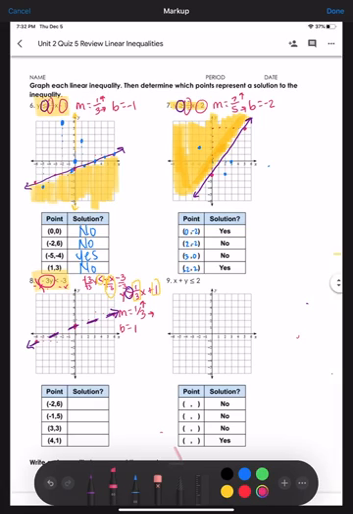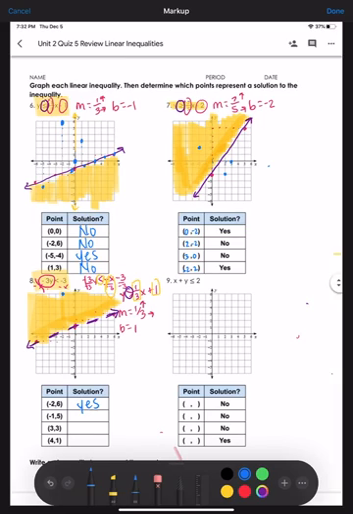Now I need to decide where my shading is going to go. So it's y is greater than. Where is y greater than? Y gets bigger as it goes up, so I'm going to shade above the graph. Up here. Okay, and now we can check these points. So it's asking, is the point (-2, 6) a solution? So I'm going to plot it. -2, 1, 6 is up here. Yes, that is a solution.